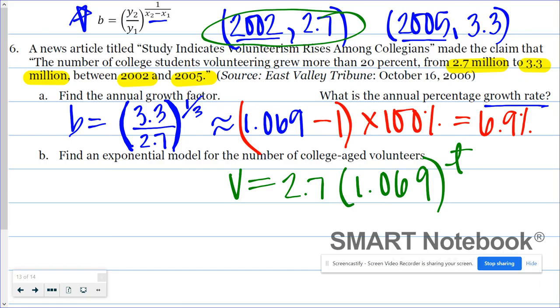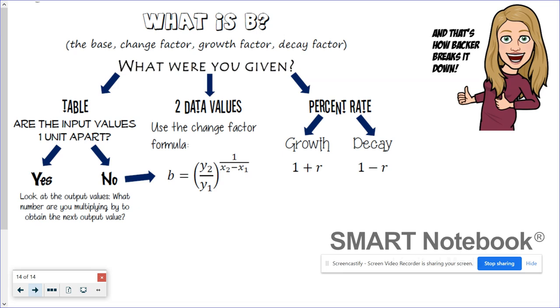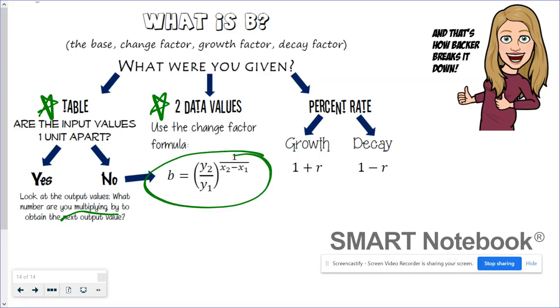But in this problem, we had to use our change factor formula because we were working with two data values. So there you have it. What is b? That is the question, and it's all based on what you've been given. If you've been given a table of values and those x values are 1 unit apart, you can look and see what you are multiplying by, and that's your b value. If you're given a table of values or two data values, you can use the change factor formula, where b is equal to y2 divided by y1 raised to the power of 1 over x2 minus x1.